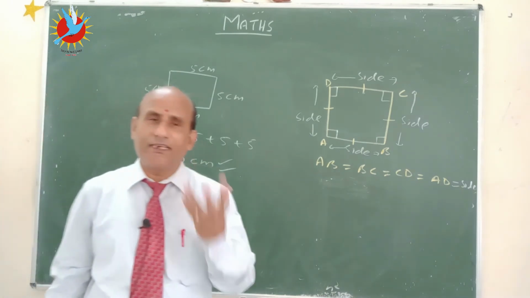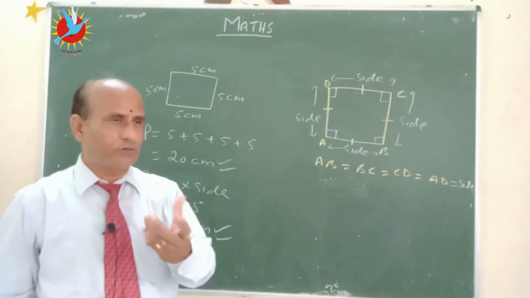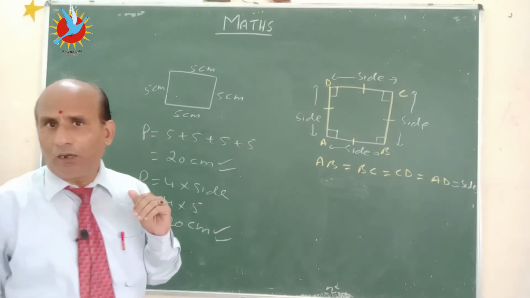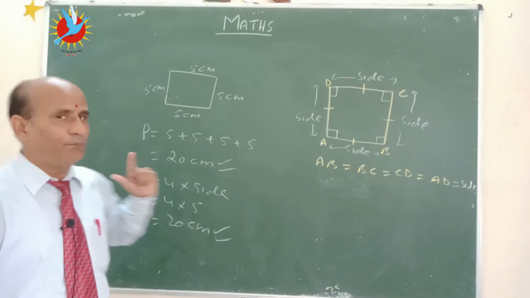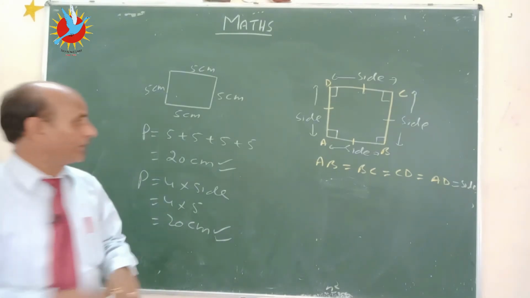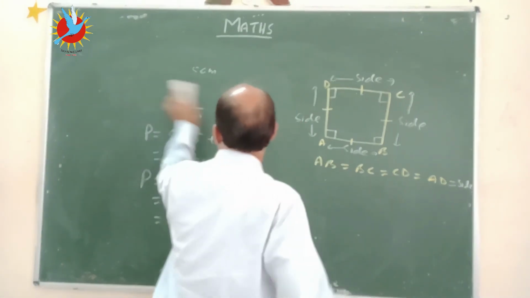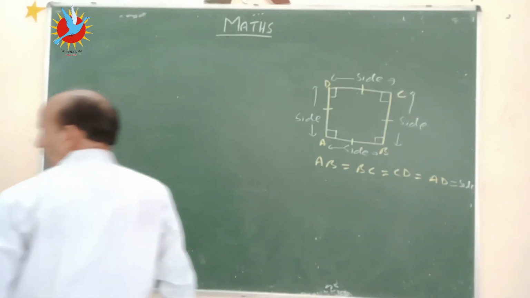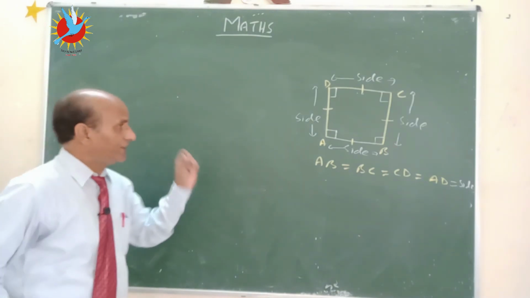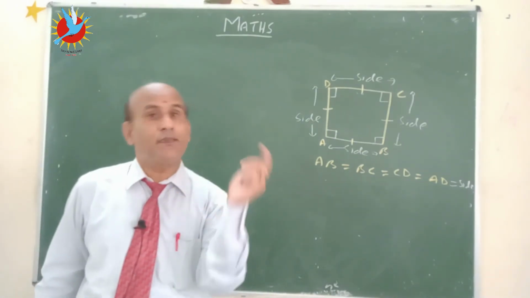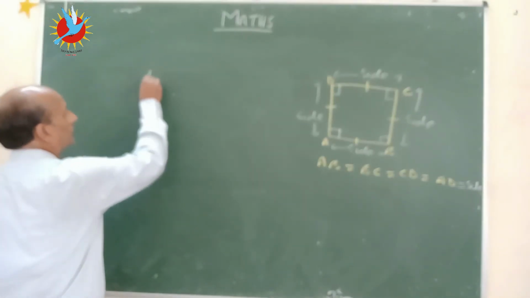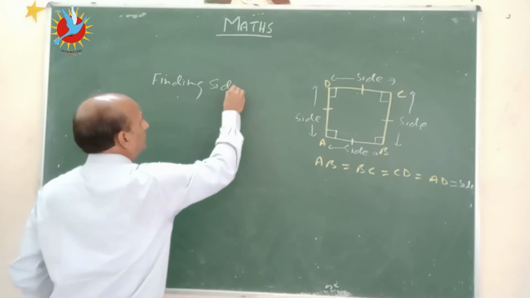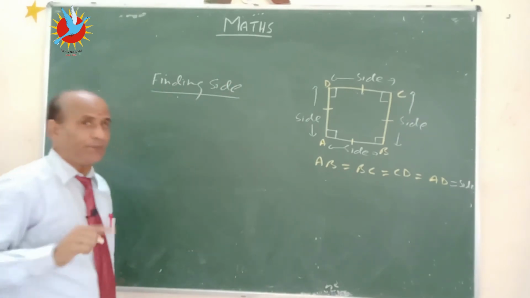So you can use any one method which you will find easier. Either you can add 4 times or multiply the side by 4, and in this way you will get the perimeter. Now the second part is area. How to find the area? But before discussing this, let us see how to find the side when the perimeter is given.